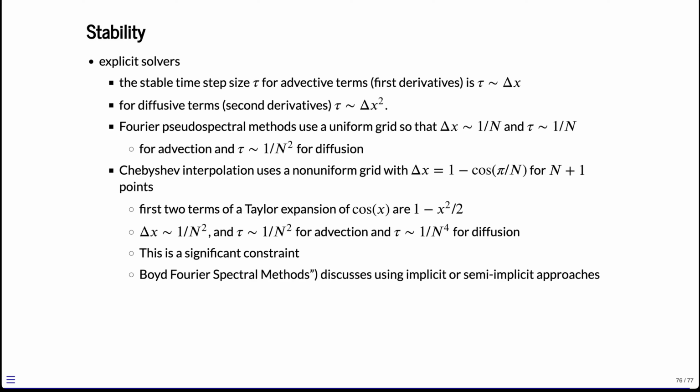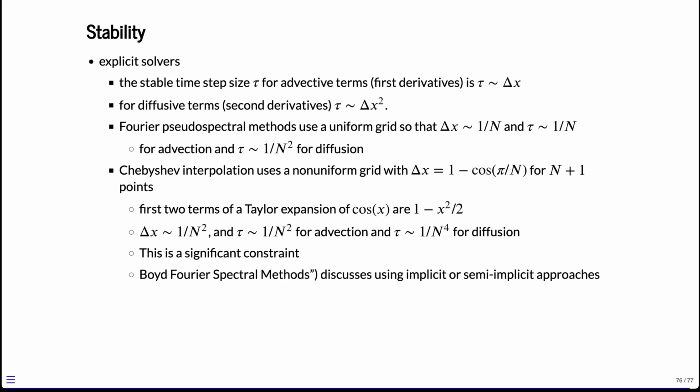If we use explicit solvers, then the stable time step tau for advection terms, a first derivative, would go as the grid size delta x. So for instance, if we have advection, the time scale would be delta x over the advective speed, and if the advective speed is constant, it goes like delta x. For diffusive terms, second derivatives, the time scale goes like delta x squared over the diffusivity. So for constant diffusivity, it goes like delta x squared.